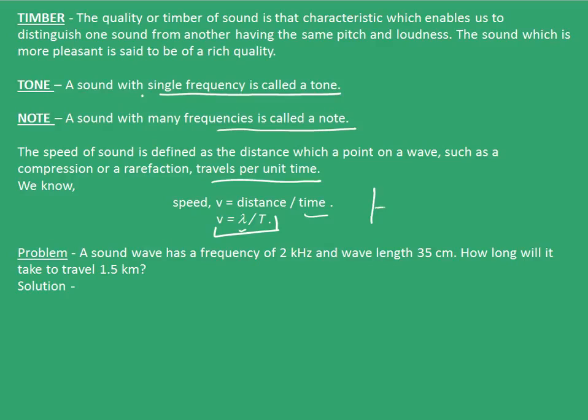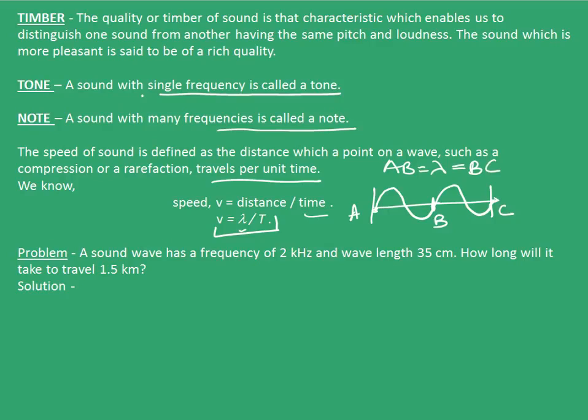Now, what is wavelength? Wavelength is one complete cycle of sound wave. So in this, I have drawn two wavelengths. The first one is from point A to point B, and the second is from point B to point C. So AB corresponds to 1 lambda or 1 wavelength, which is also equal to BC.